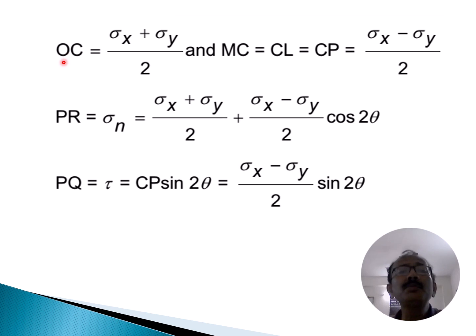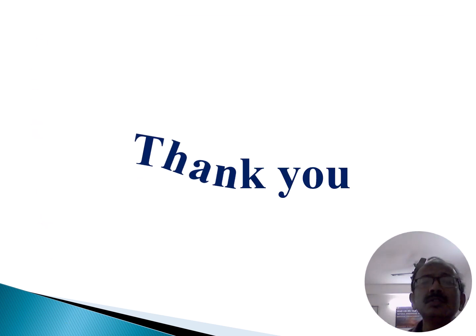Now OC can be directly calculated, that is (sigma x plus sigma y)/2. MC equals CL equals CP, that is (sigma x minus sigma y)/2. PR equals sigma n. From the diagram, sigma n equals (sigma x plus sigma y)/2 plus (sigma x minus sigma y)/2 cos 2 theta, and PQ equals tau, that is CP sin 2 theta. So you can easily calculate the value of tau, that is (sigma x minus sigma y)/2 into sin 2 theta. In this way you can plot all the stresses with the help of the Mohr circle and easily calculate these values. Okay. So thank you very much.